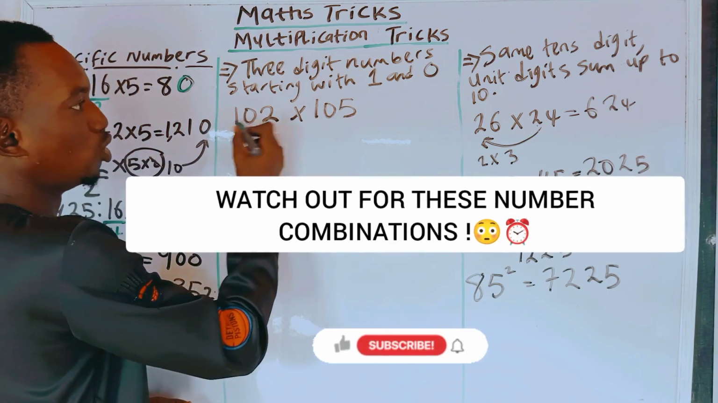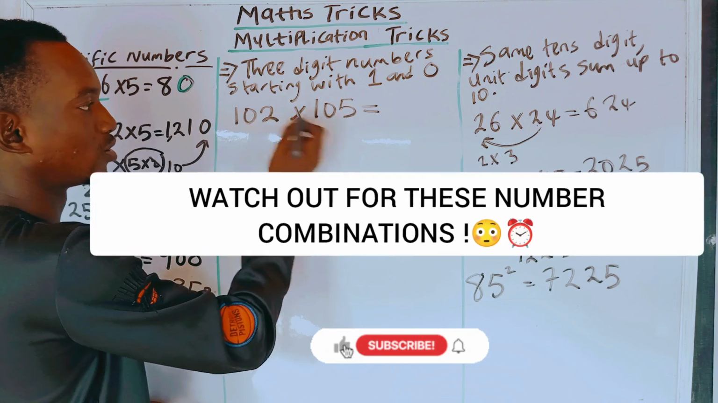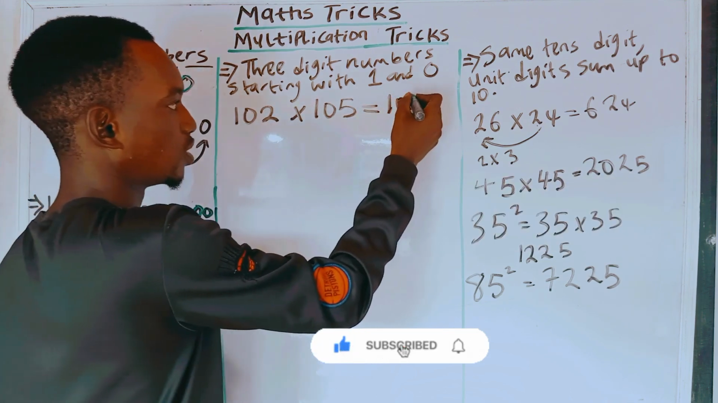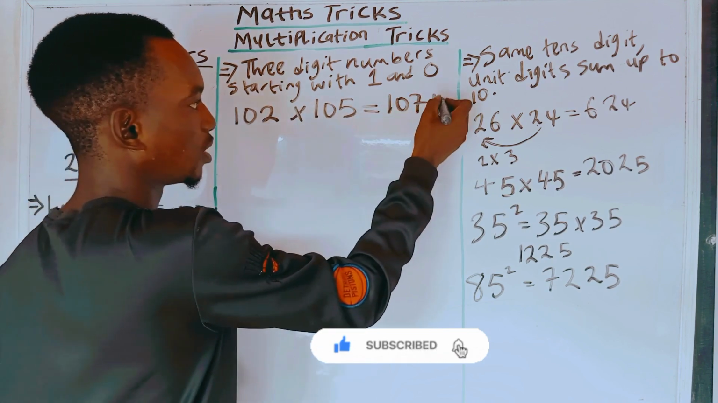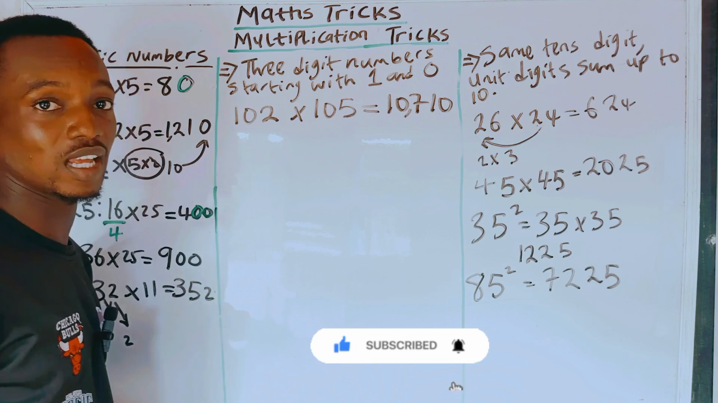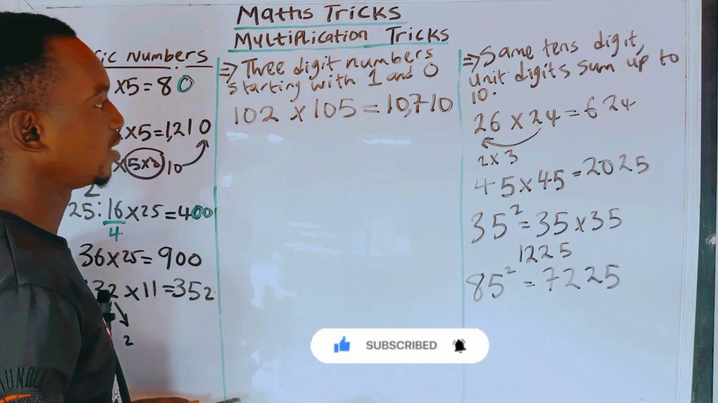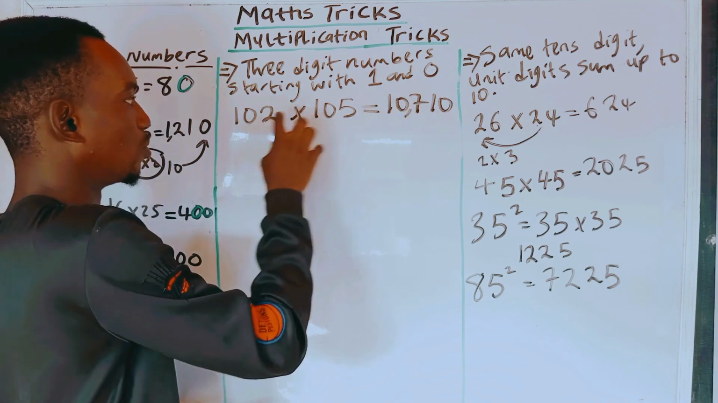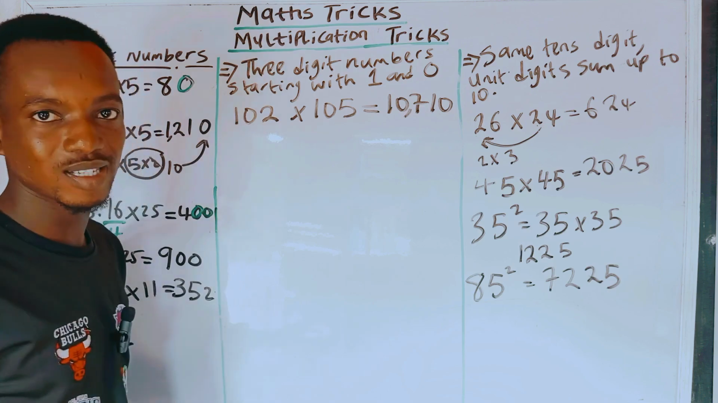What we do is that you write the first two digits, that's 10, 1 and 0. Then you add 2 plus 5, which is 7. Then 2 times 5 is 10. That's 10,710. As simple as that. In a second. Yes, you write this 1 and 0, then add 2 and 5, 7, multiply 2 times 5, 10. As simple as that.